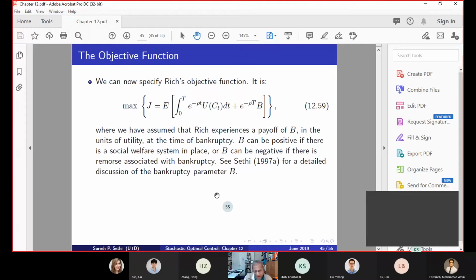Okay, so we have a problem of maximizing the utility of consumption, discounted at the rate rho, and going bankrupt at some stopping time T. This could be infinity. You may never go bankrupt. And collecting a value B or losing a value B, but in this case it's collecting because it's plus B, but B could be negative. And we take the expected value. Okay. And you can see my 1997 book for the huge discussion of all these things, because it's a book devoted only to this problem.